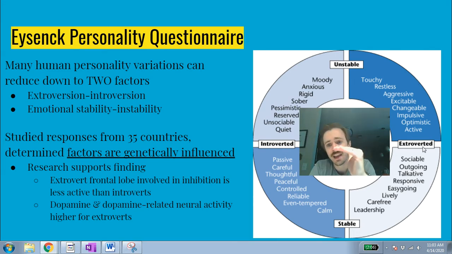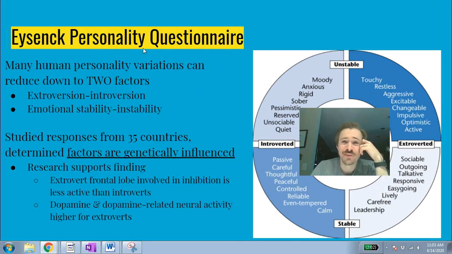If you are extremely extroverted and also pretty stable in your emotions, that lends toward things like leadership. But if you are extroverted and more emotionally unstable, that can often be seen as an aggressive personality, restless or touchy. So emotional stability as well as extroversion and introversion. This is the Eysenck Personality Questionnaire.